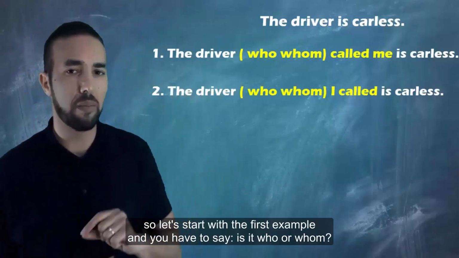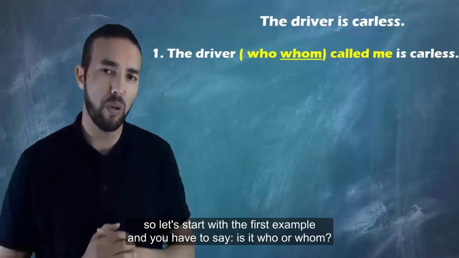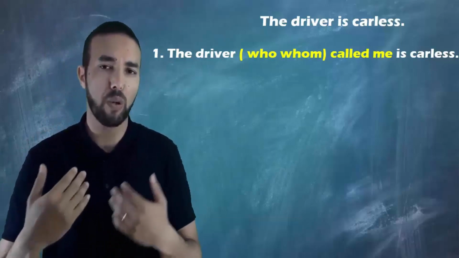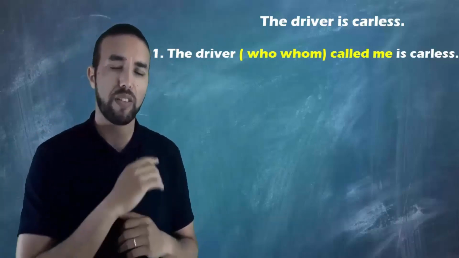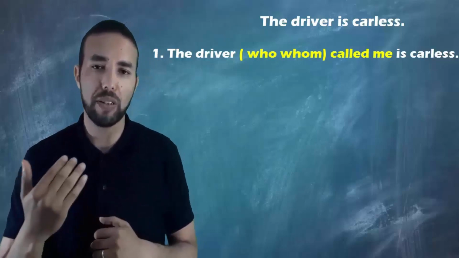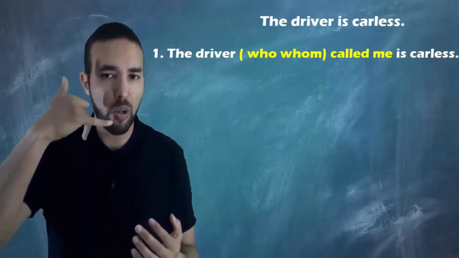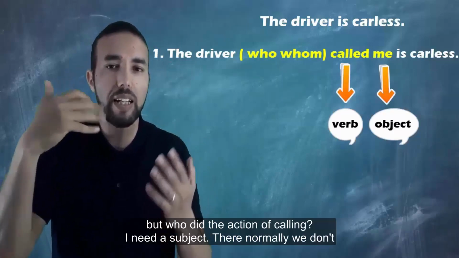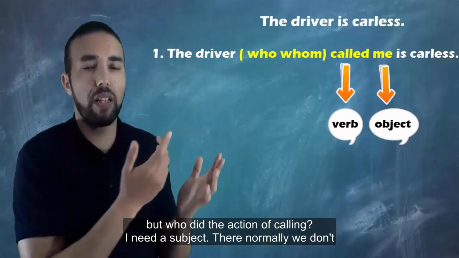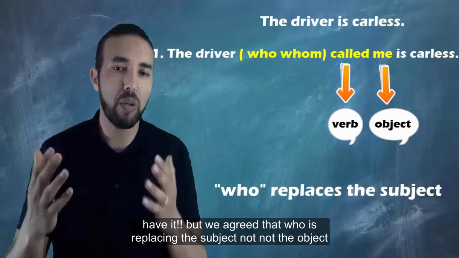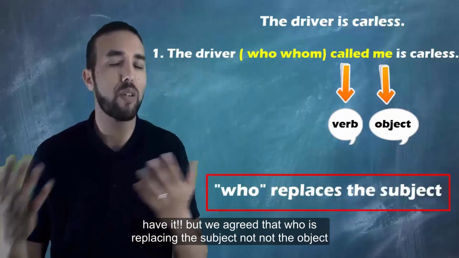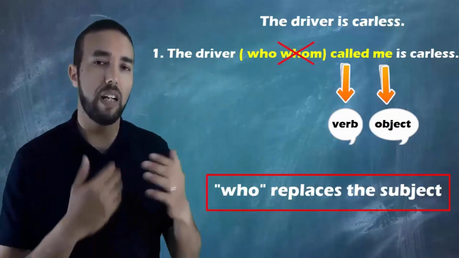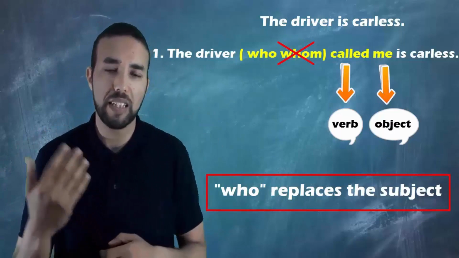So let's start with the first example and you have to say is it who or whom and why. The driver who or whom called me is careless. We have the relative clause who or whom called me. The verb is call. Me is the object. But who did the action of calling? I need a subject. Normally we don't have it, but we agreed that who is replacing the subject, not the object. So I have to use who. The right answer is the driver who called me is careless.